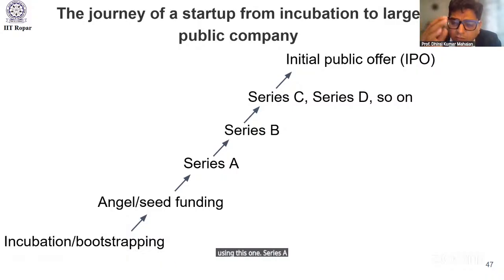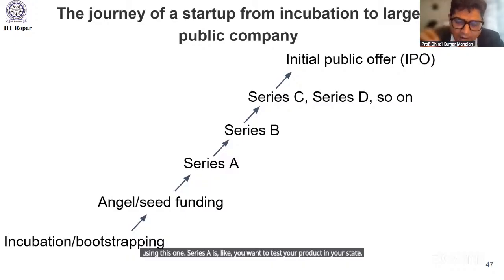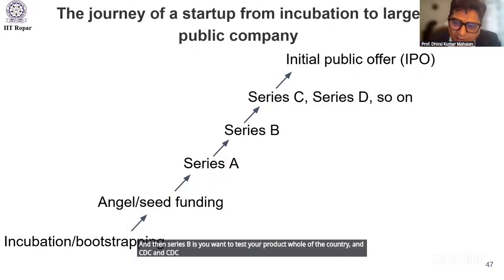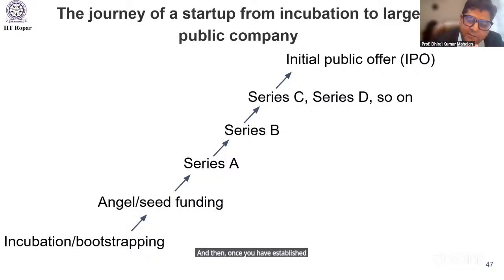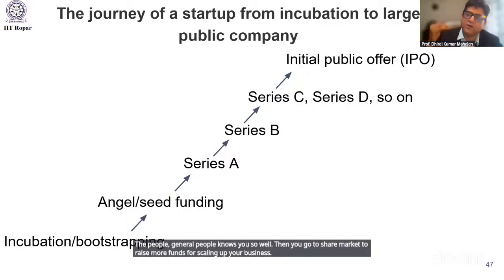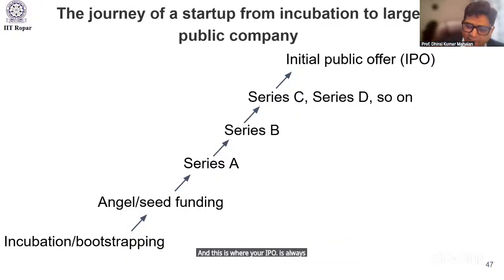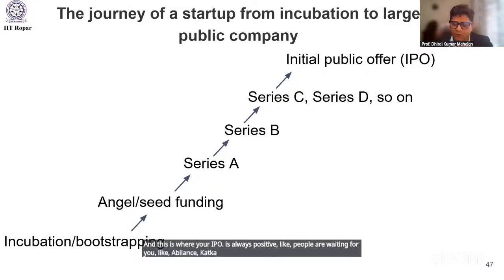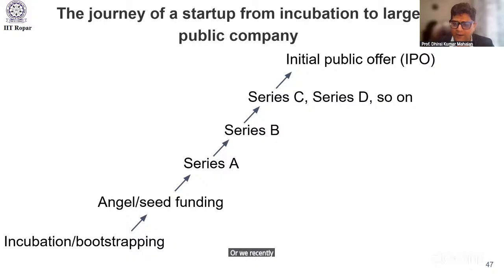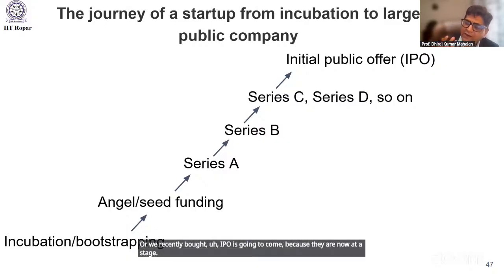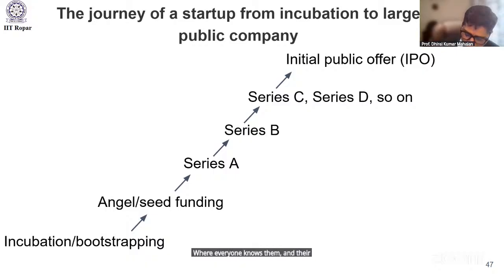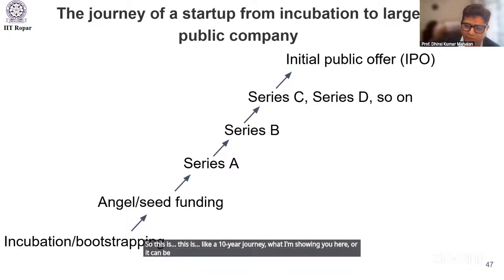Series A is where you want to test your product in your state, like Punjab. Series B is where you want to test your product in the whole country. And Series C and Series D is where you want to go global. And then once you have established such a name, and general people know you so well, you go to the share market to raise more funds for scaling up your business. And this is where your IPO is always positive. People are waiting for you, like the Lenskart IPO will come, or recently the boAt IPO is going to come, because they are now at a stage where everyone knows them and their IPO will become successful. So this is like a 10-year journey that I'm showing you here, or it can be shorter also, depending on how you want to see it.